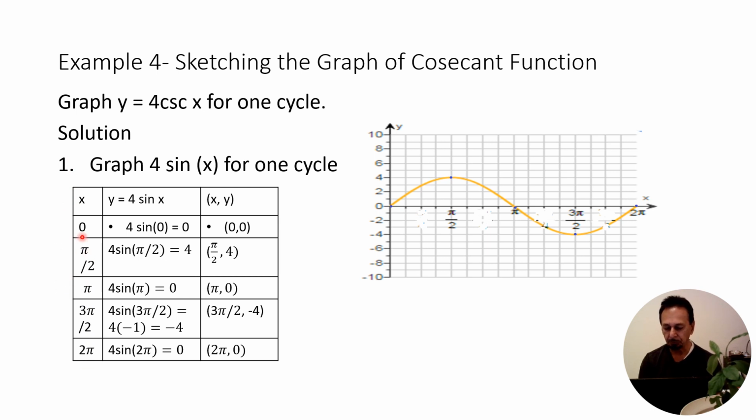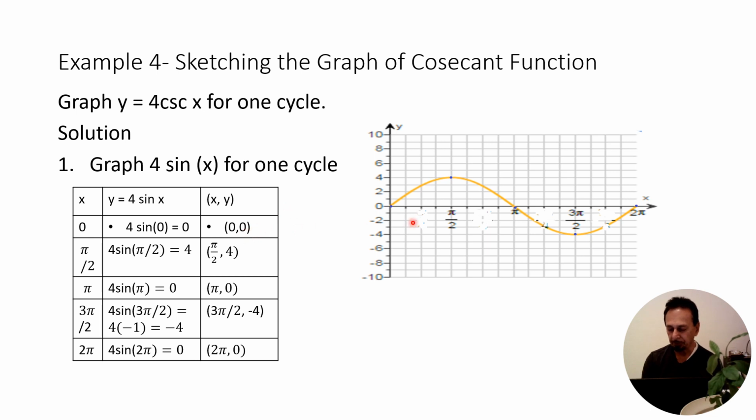So now I substitute 0 into 4 sine x, it becomes 4 sine 0, which is 0. And then I plug in pi over 2, it becomes 4 sine pi over 2, sine pi over 2 is 1, so it'll be 4. Then 4 sine pi is 0. Then 3 pi over 2: 4 sine 3 pi over 2 is 4 times negative 1, which is negative 4. Then 4 sine 2 pi, and sine of 2 pi is 0, so it's 0. So now we have 0, 0; pi over 2, 4; pi, 0; 3 pi over 2, negative 4; and 2 pi, 0.